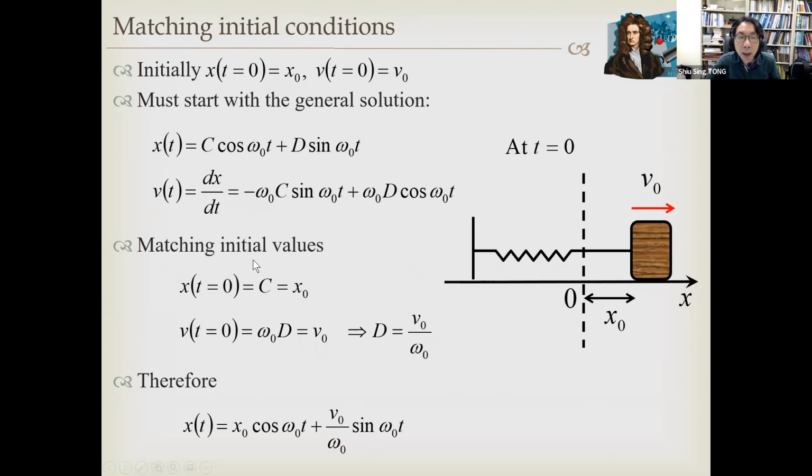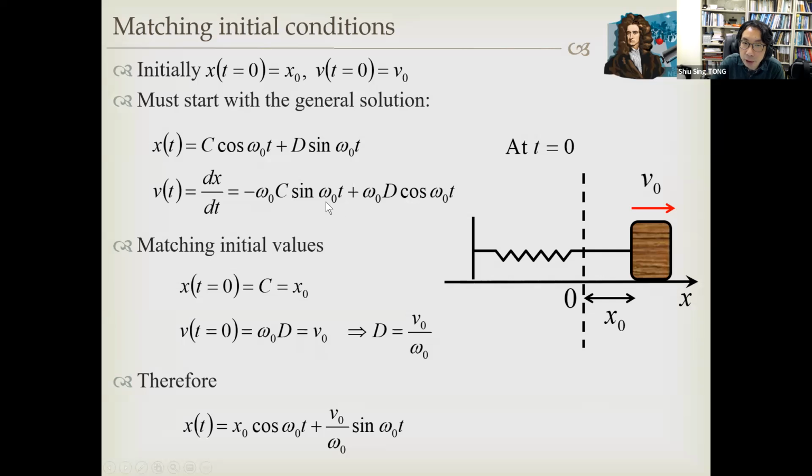Now I match the initial position. Initially, t is 0. So the sine term has gone because sine 0 is 0 and cosine 0 is 1. So I only have c. But my initial condition is that the initial position is x0, right? So that means c is equal to x0. Simple.